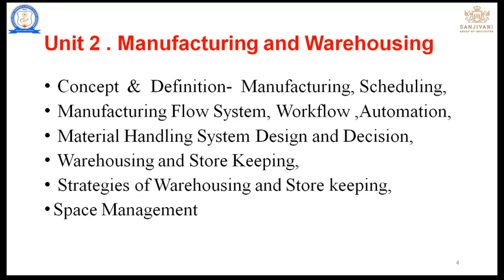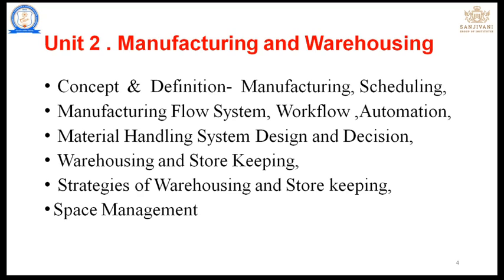In unit number 2, we understand manufacturing and warehousing. The name of unit number 2 is manufacturing and warehousing. As everybody knows, manufacturing is nothing but the production of goods, and warehousing is nothing but storing the goods in a proper manner. In that we understand the concept and definition of manufacturing and warehousing. Then how it can be scheduled, we understand in scheduling the manufacturing flow system, how it happens, and what the workflow conditions are with the proper perspective of automation. Nowadays artificial intelligence is part of automation.